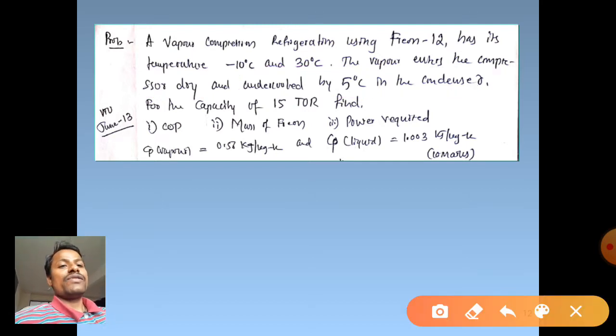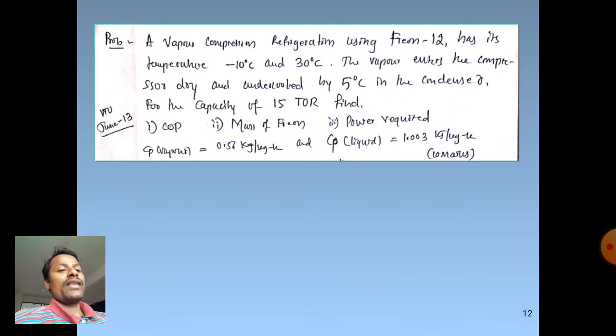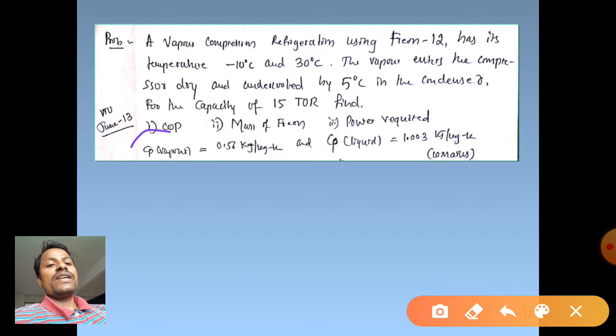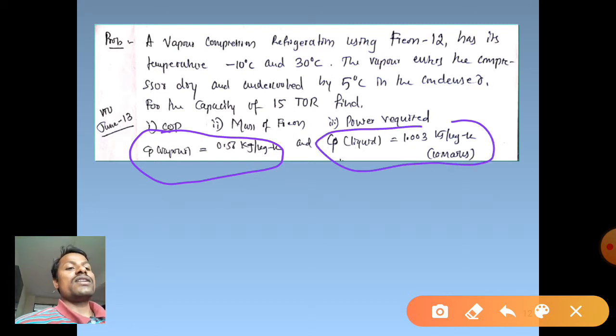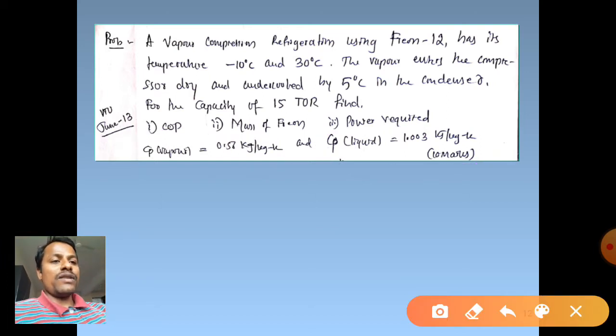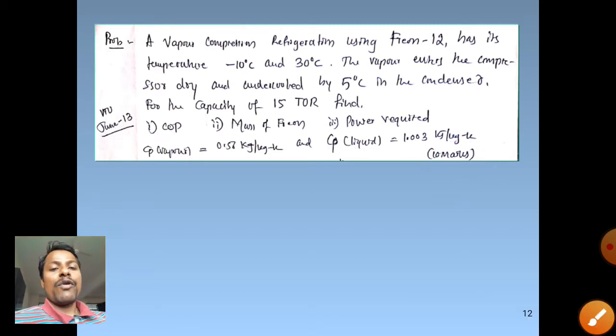Okay. For the capacity of 15 TR, that is 15 tons of refrigeration, first we are supposed to find out the COP, then the mass flow rate of Freon, so at what rate it is flowing inside, then the power required to operate this refrigerator. Then again he has given the specific heat value for the vapor state of this refrigerant as 0.56 kilojoule per kg Kelvin and Cp for liquid as 1.003 kilojoule per kg Kelvin. Now this is a VTU problem. It appeared for 10 marks in a VTU question paper. Now it is a very important variety.